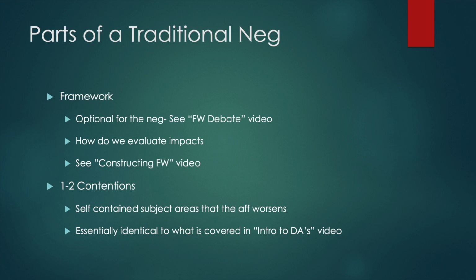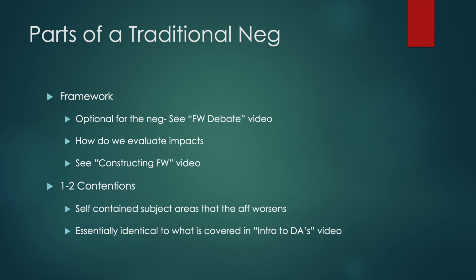So that wraps up the traditional AF part of it. Remember, traditional AF is framework, 2 to 3 contentions, plus or minus an underview. A traditional neg is maybe a framework, we'll talk about that, and then 1 to 2 contentions. Because remember, the neg case should only take up 4 minutes of the NC, because the other 3 minutes of the NC should be spent refuting the AF case. So we don't have as much time, so we don't do 3 or 4 contentions on the neg. Typically 1 to 2 is pretty standard.